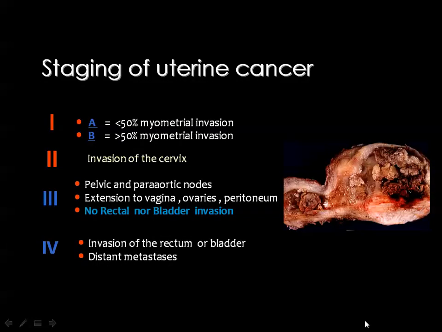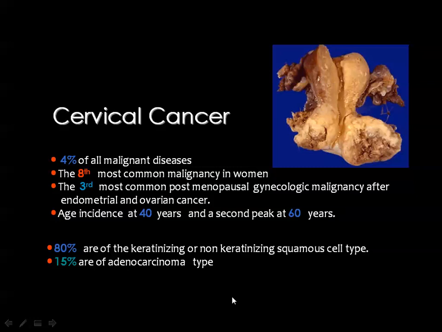The stages of endometrial cancer, as you all know: this is stage 1A, less than 50% myometrial invasion, and 1B, more than 50%. Stage 2, invasion of the cervix. Stage 3, pelvic lymph nodes or para-aortic lymph nodes, and extension to the vagina, ovaries, and peritoneum without affection of the rectum or the urinary bladder. Stage 4, distant metastasis and rectal or vesical involvement.